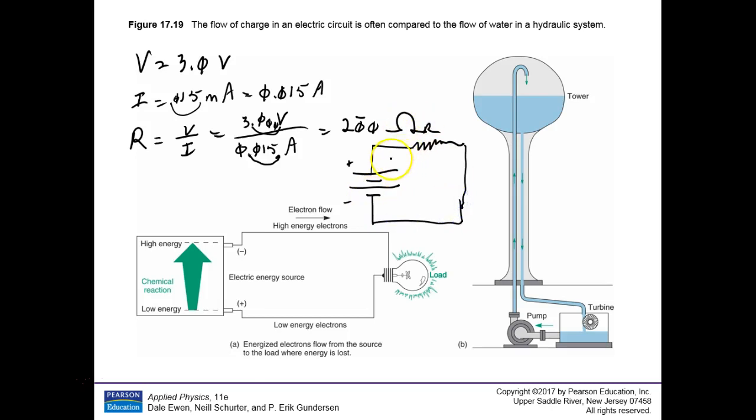Now, conventional current, you would do your I this way. This is your resistor here. This is your voltage here. The conventional current that way, electron current that way. It doesn't really matter which one you do, but I wish they'd be consistent in the book. The voltage here was 3.0 volts, and the current here was 15 milliamps, which was also 0.015 amps. And that made your resistor equal to 200 ohms.